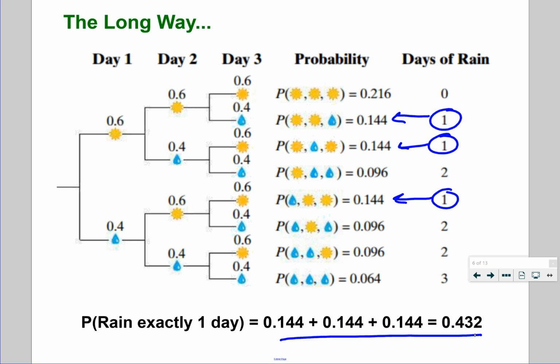Okay, so this is what the formula is doing for us. It's figuring out that there are 3 different ways for it to rain on 1 day. It can rain on day 1, day 2, or day 3. Each of those has the same probability, 0.144, and then we're adding them up.